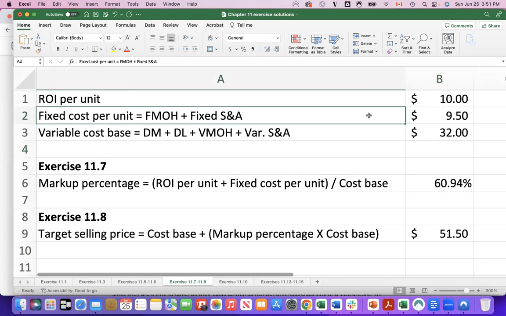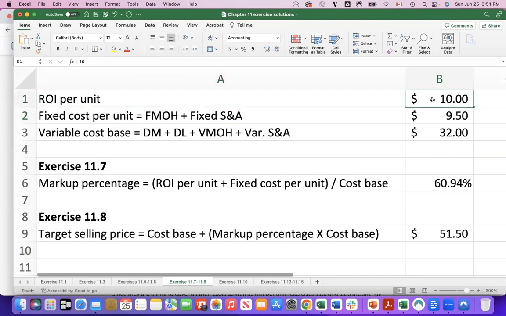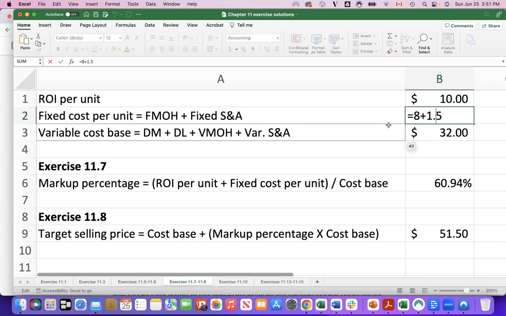What we have to cover then, that markup has to cover our ROI, which is the $10, which is that desired profit. And it also has to cover all of our fixed expenses. In this case, the fixed manufacturing overhead of $8 per unit and the fixed selling and admin of $1.50 per unit. So it has to cover the $9.50.